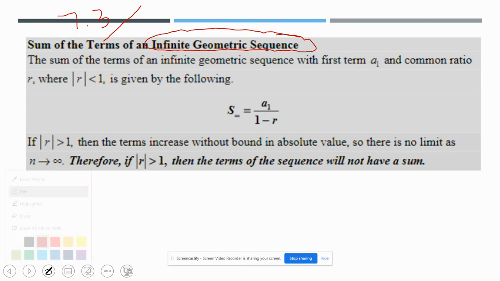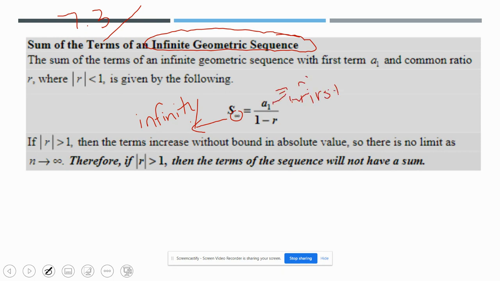We have our formula. We have the infinity symbol, so we know it's an infinite geometric sequence. It's something that's going to continue on and on forever. A sub 1 is still our first term, and r is still our common ratio.